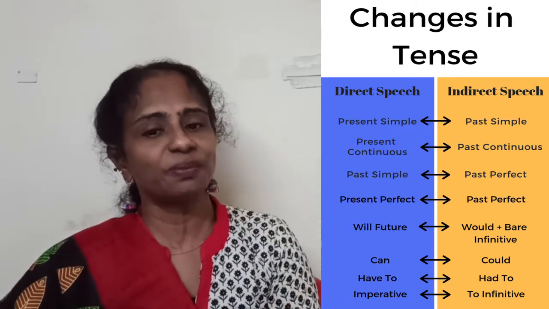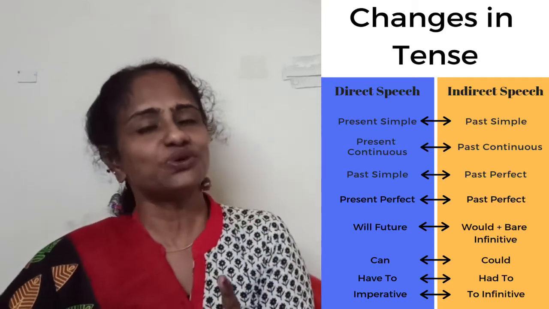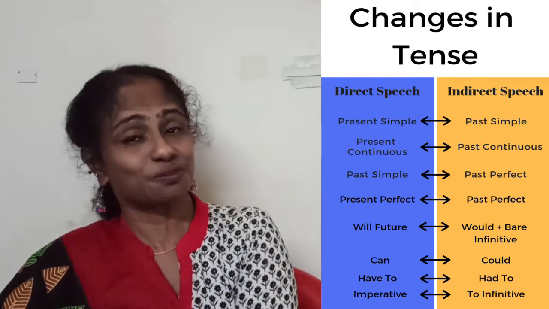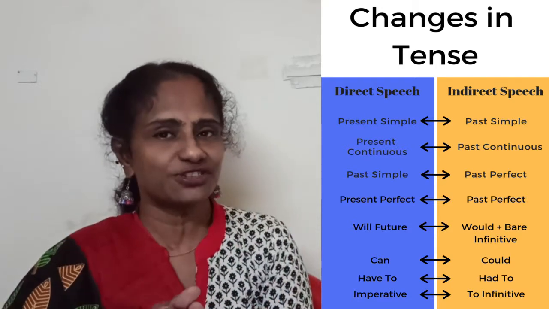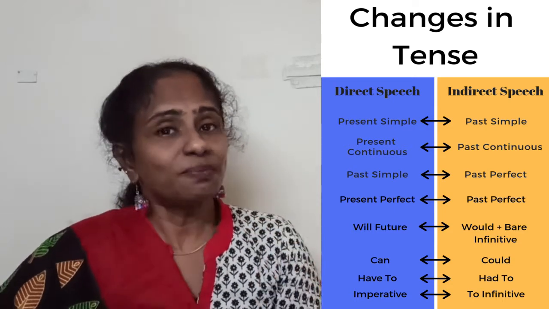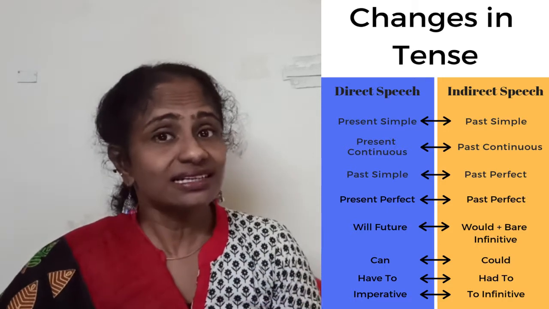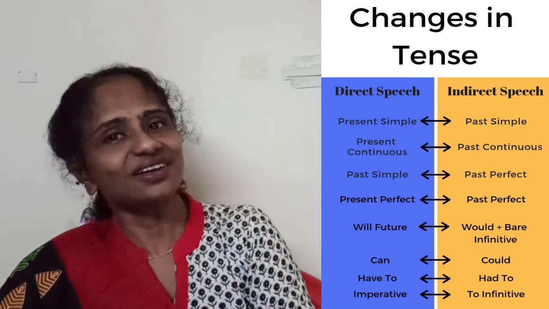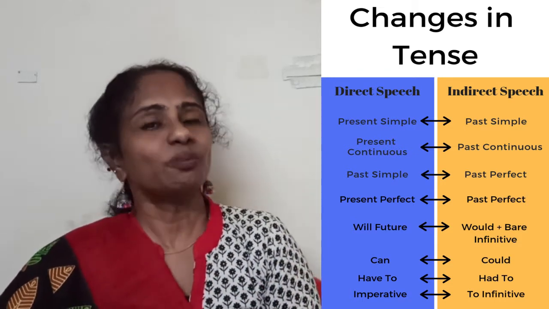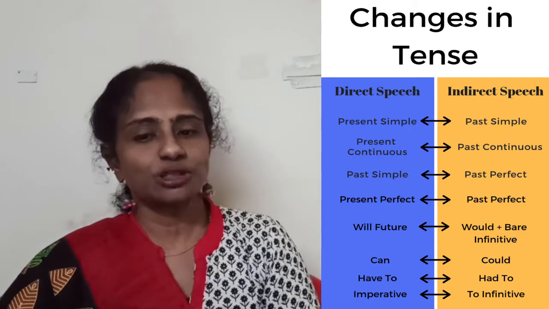Okay, so again I repeat, present simple becomes past simple. Present continuous becomes past continuous. Past simple becomes past perfect. And for past perfect, the structure is had plus past participle. I completed is simple past tense. I had completed, she had completed is past perfect, and that is how you write in the indirect speech.